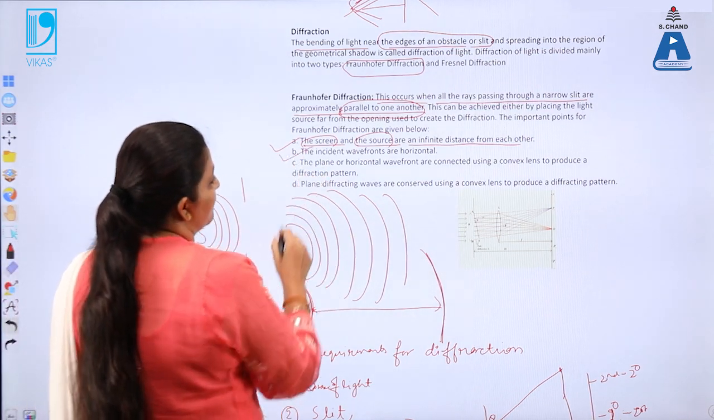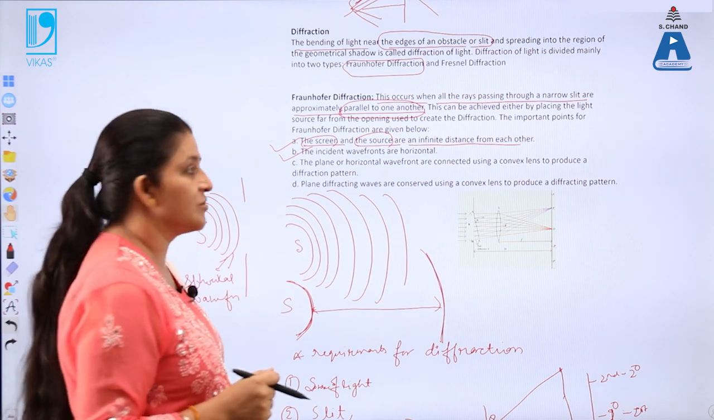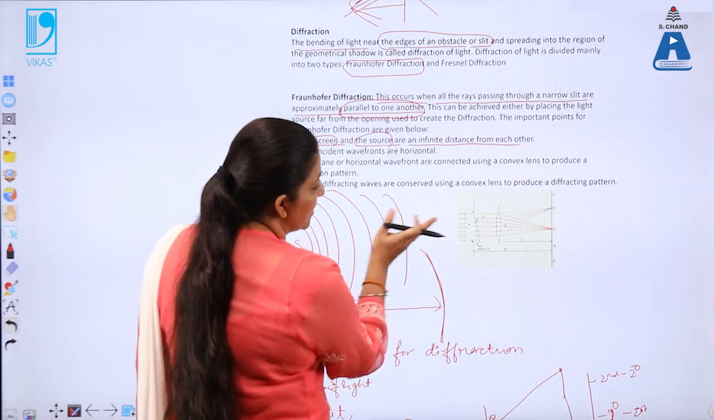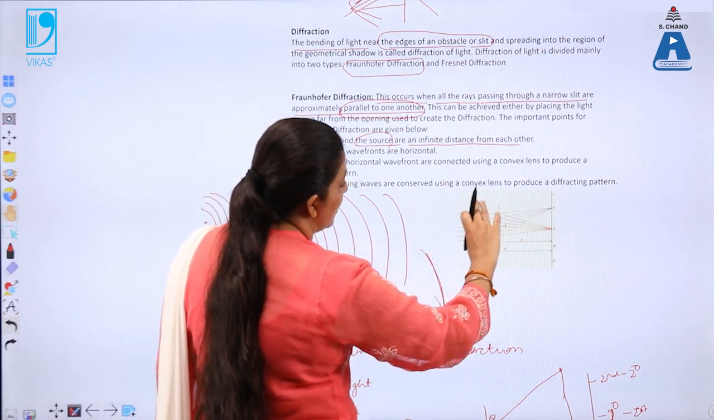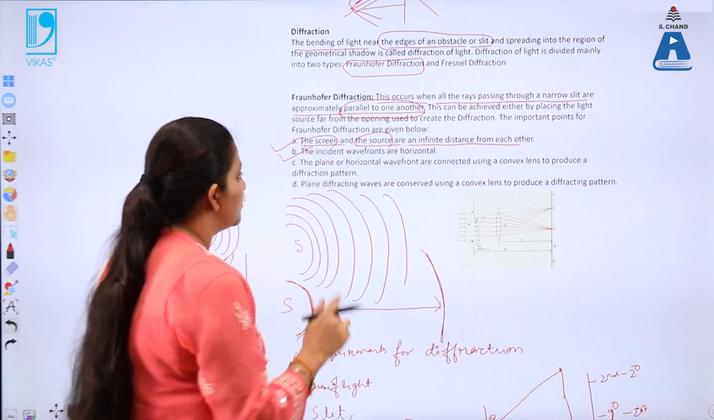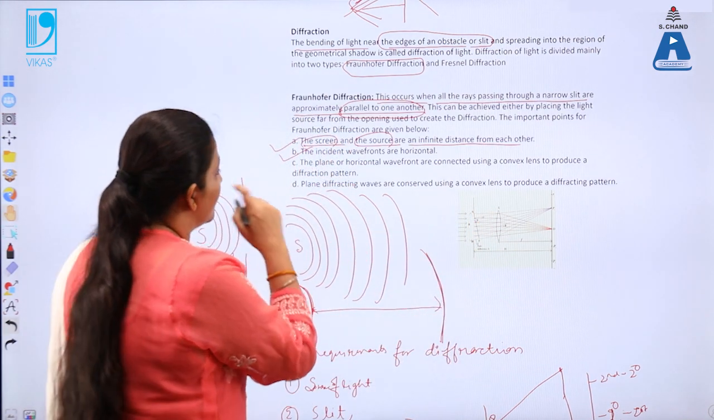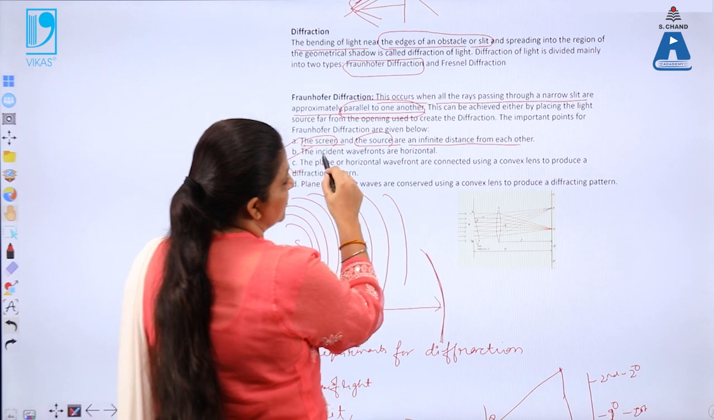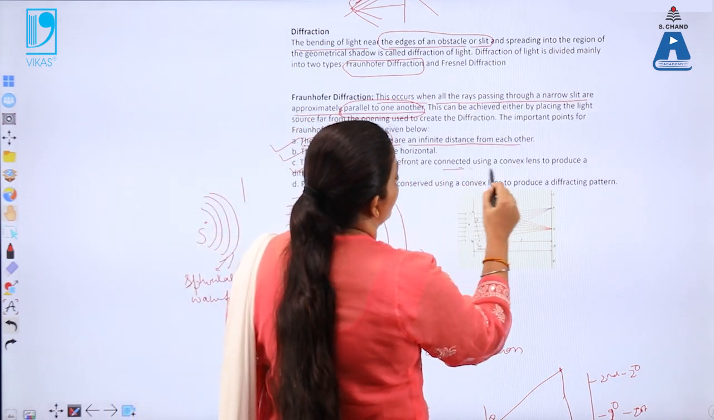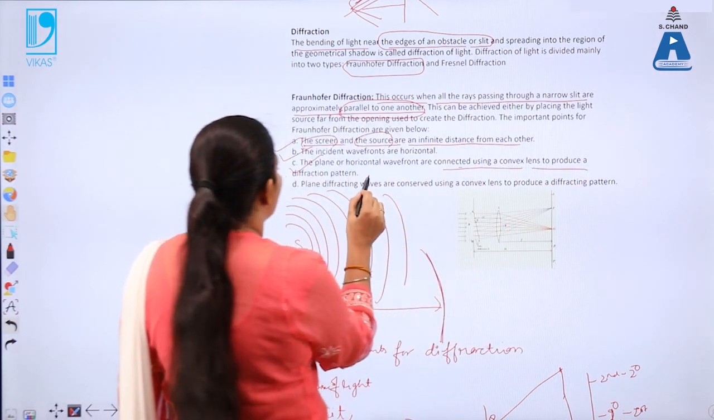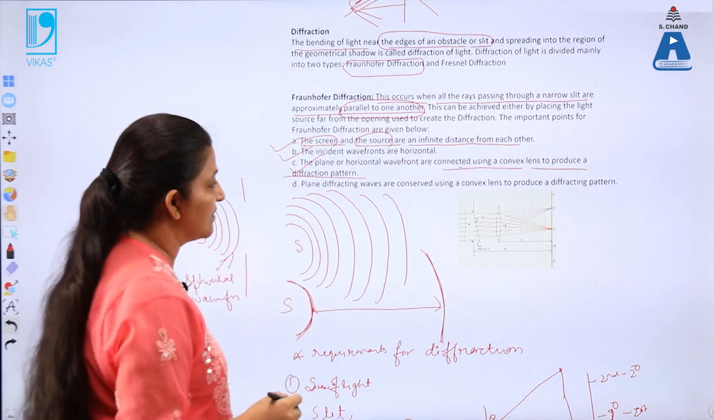Second, the incident wavefronts must be horizontal, meaning the incident wavefronts fall horizontally on the given slit. So this is the second condition. Third condition, the plane or horizontal wavefronts are brought together by using a convex lens in order to produce a diffraction pattern.